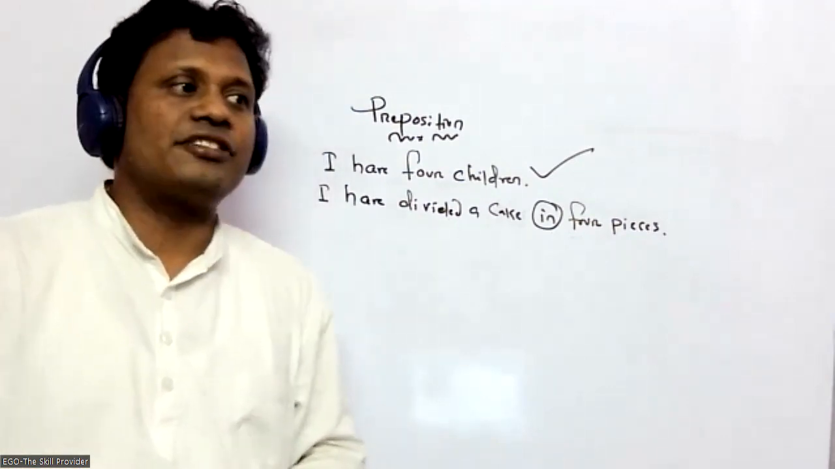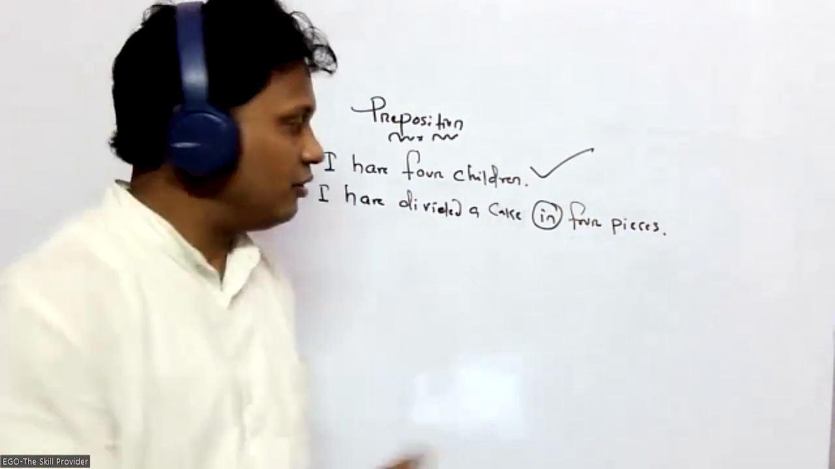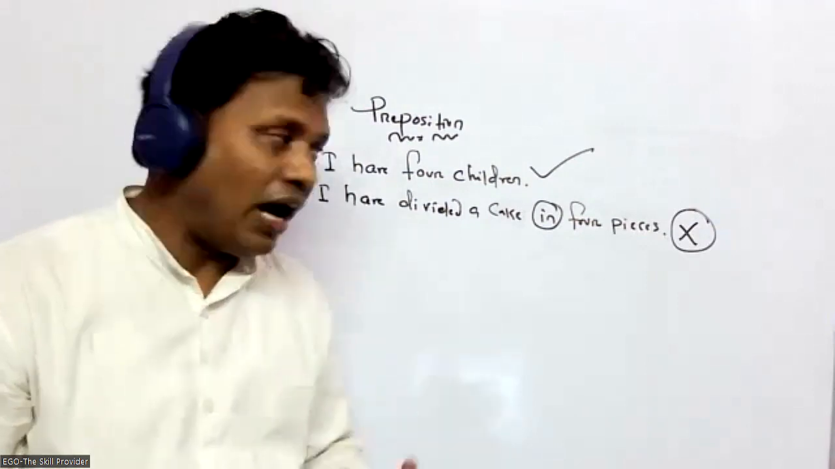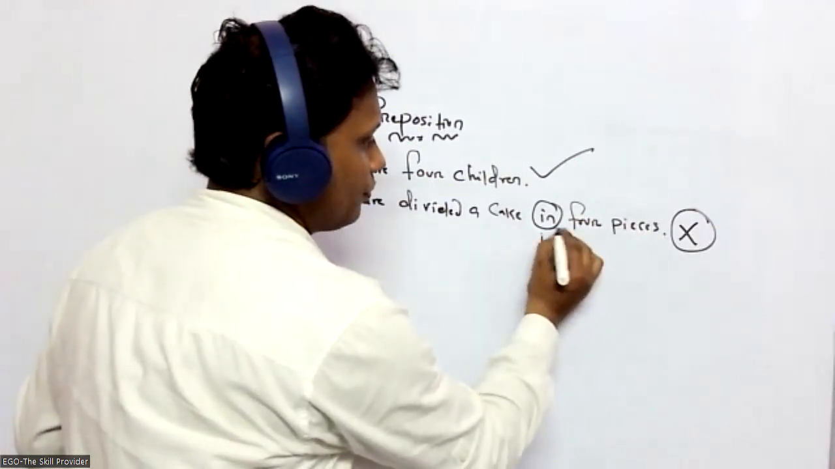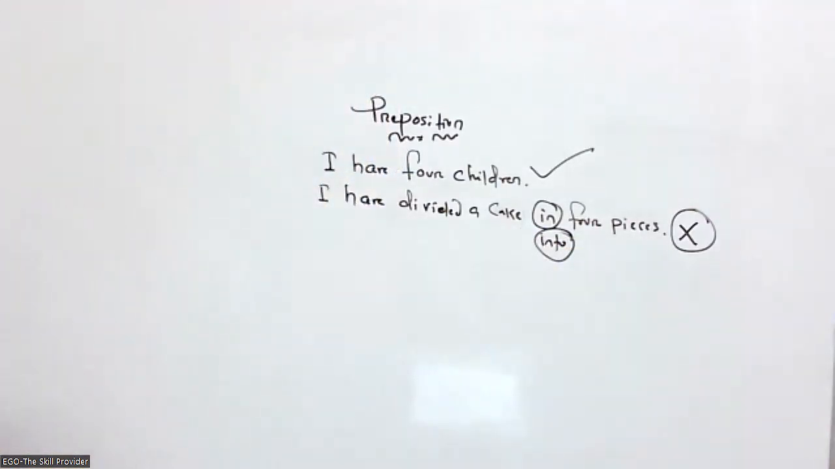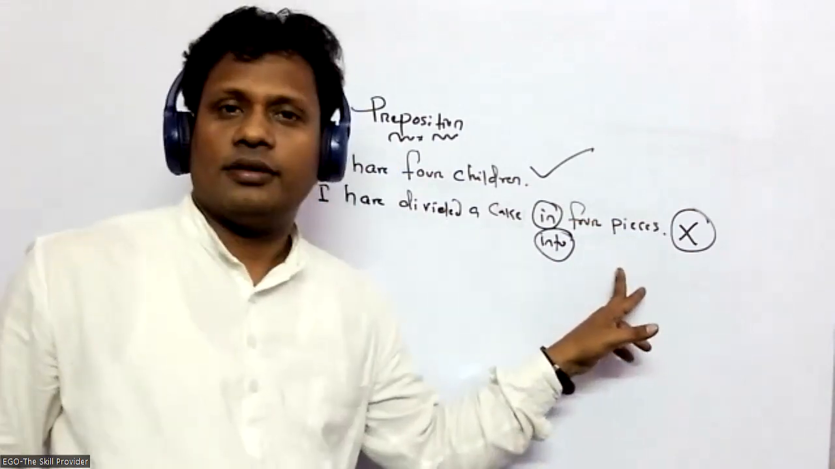Obviously, the sense appears absolutely correct. But let me tell my friends, this is completely wrong. Why? Instead of in, you are supposed to use into. I have divided a cake into 4 pieces. The question is why. What is the meaning of into?